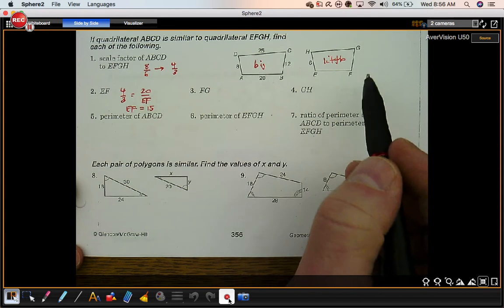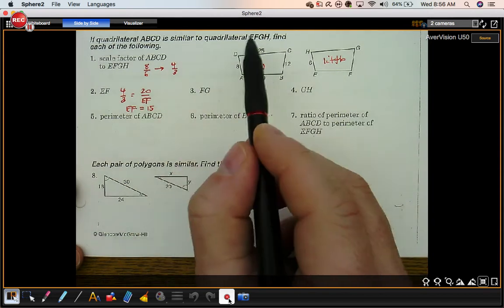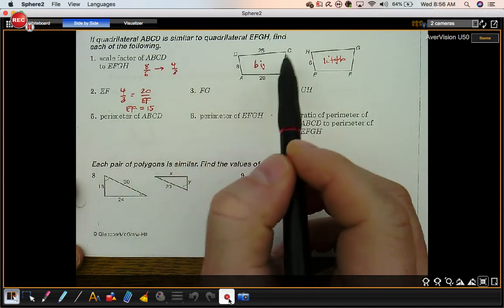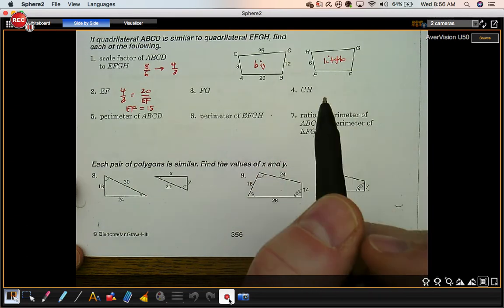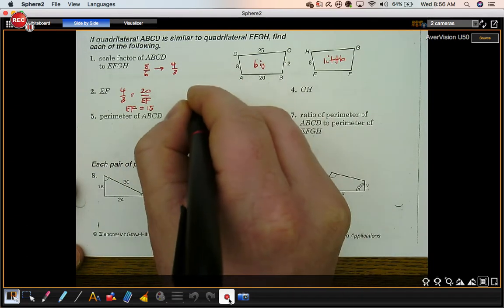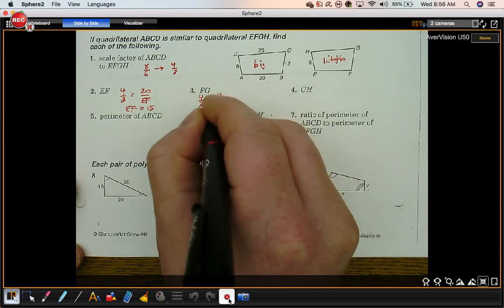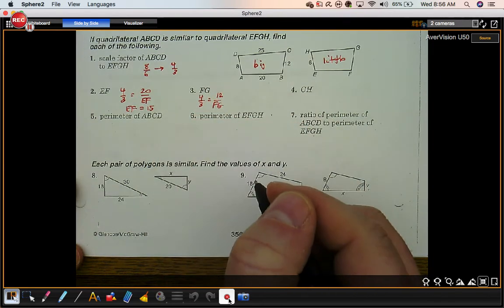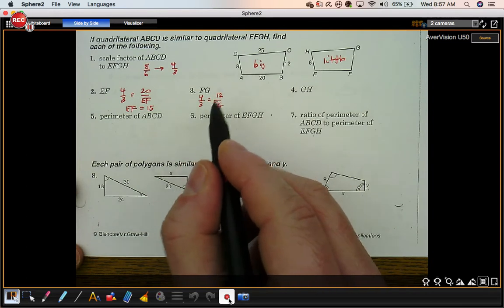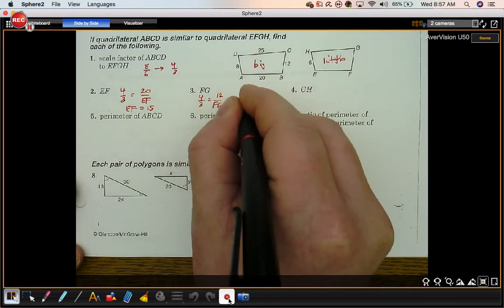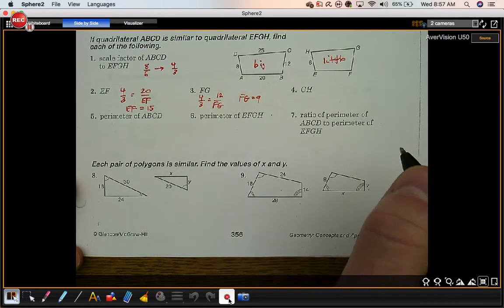Find the distance from F to G. What does that go with? It goes with segment BC. So the right side does go with the right side. 4/3 equals 12 compared with segment FG. 4 times 3 is 12. 3 times 3 is 9.